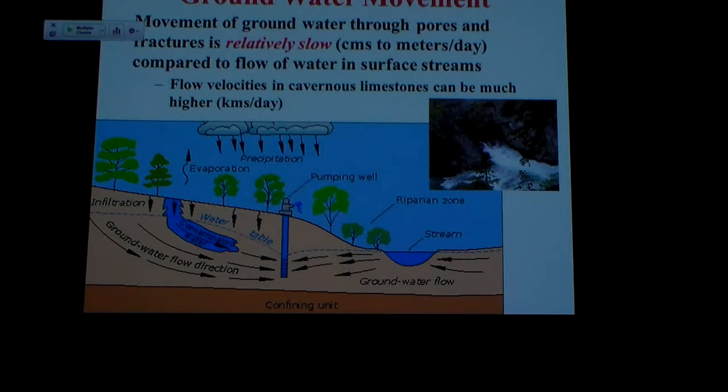Now, if I have groundwater that's moving along a big fracture, like here in this limestone, then it's more like an underground river. I've eliminated most of the friction because it's just one big crack that it's moving along. But if it's moving through a sandstone, it's going to take a little while.